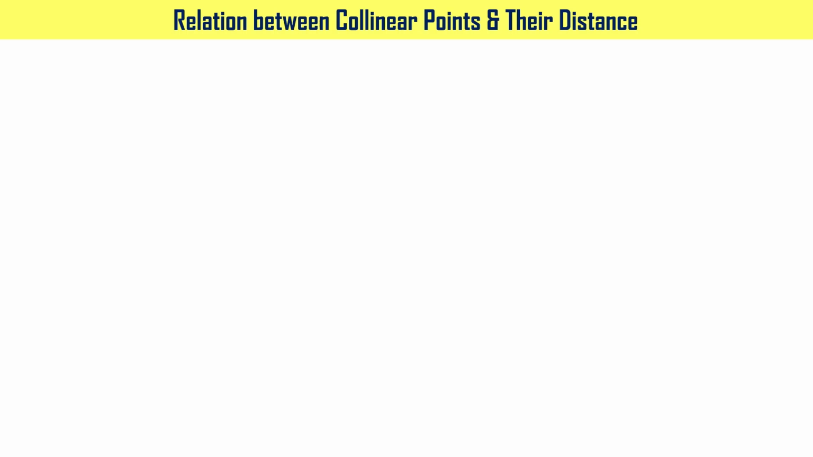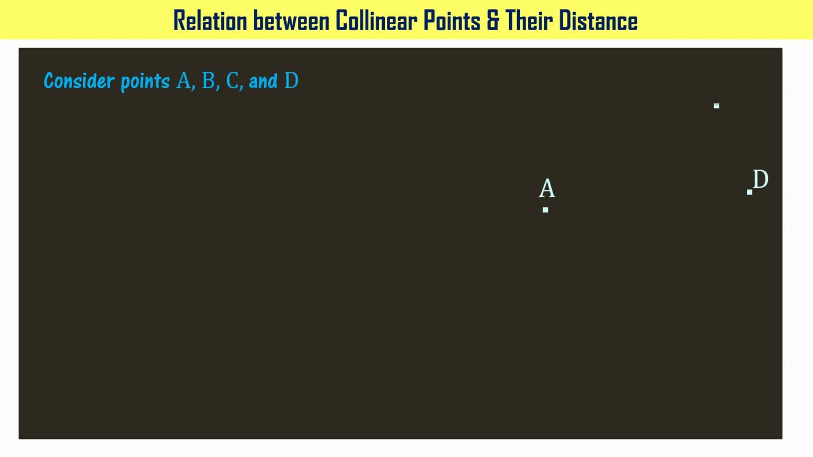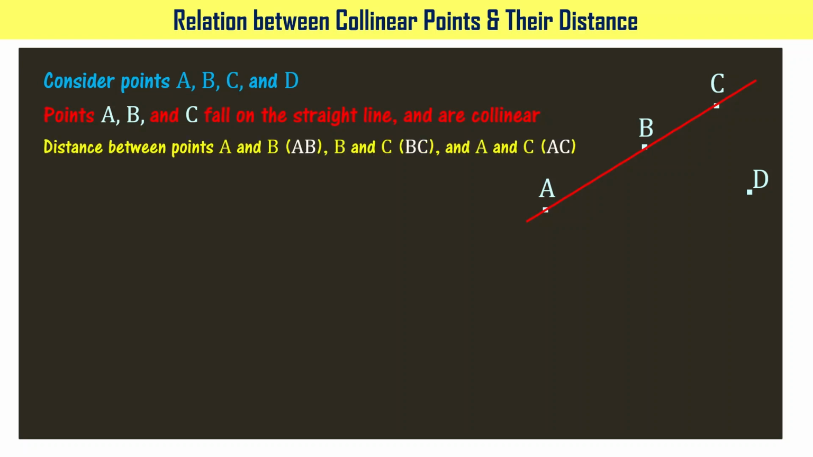Let's now learn about the relation between collinear points and their distances. Let us consider 4 points A, B, C, and D as shown in the figure. If you draw a line, it is passing through A, B, C. It means points A, B, C are collinear points, right? Whereas D is away from this particular line. If you observe the distance between A and B, that is denoted using AB, and distance between B and C, that is line segment BC, and the distance between A and C is the line segment AC, right?